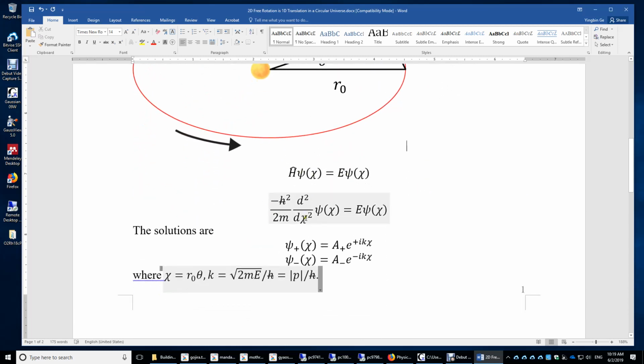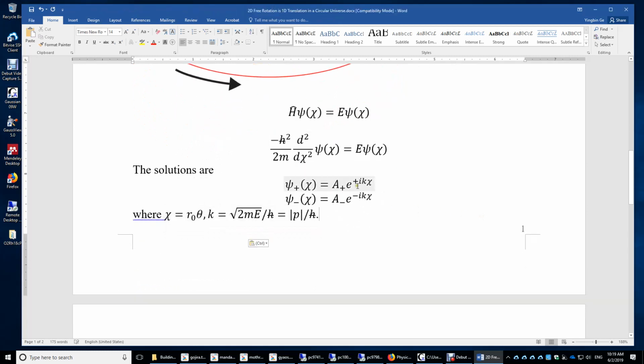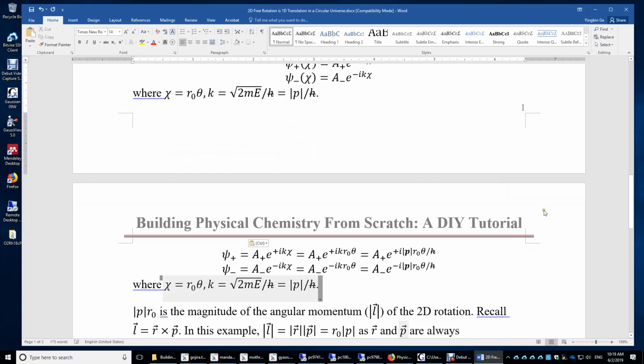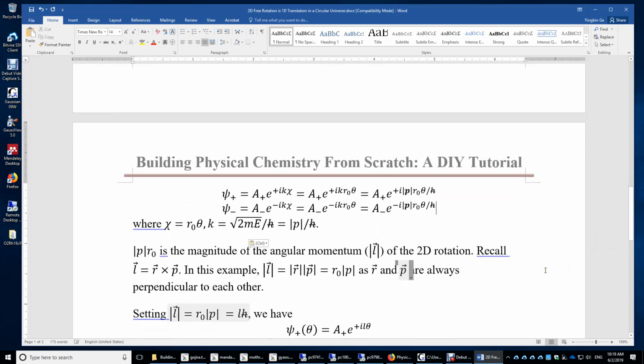The only difference is I replaced x with chi, and we have two solutions. Again, e to the power of plus ikχ and e to the power of negative ikχ. So χ is r0 times theta, and k is again the magnitude of momentum divided by ħ. We know k is p over ħ, and we know χ is r0 times theta. We plug in these two expressions, one for χ, one for k, in the wave functions.